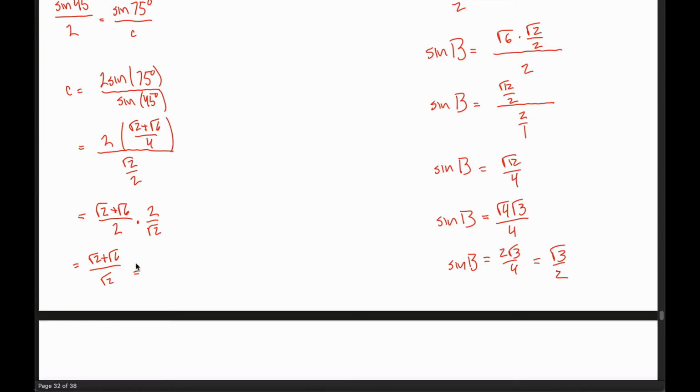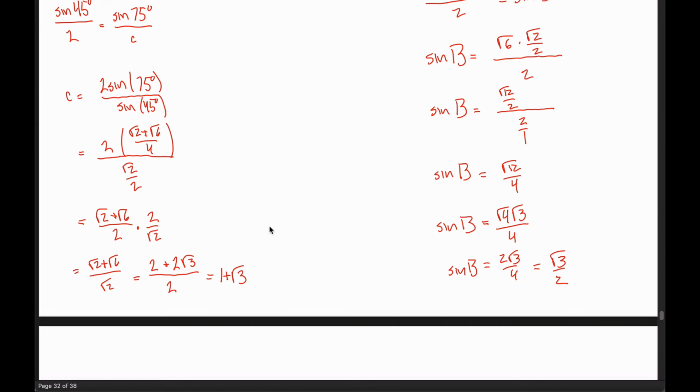which I guess you could rationalize the denominator, multiply the top and the bottom by the square root of 2. The square root of 2 times this 2 will give me 2. The square root of 2 times this square root of 6 gives me the square root of 12, which I can rewrite as 2 times the square root of 3. And in the denominator, the square root of 2 times the square root of 2 is just 2. And now I can cancel out this 2, and this 2, and get 1 plus square root of 3 as my answer. That's some pretty challenging algebra getting there.